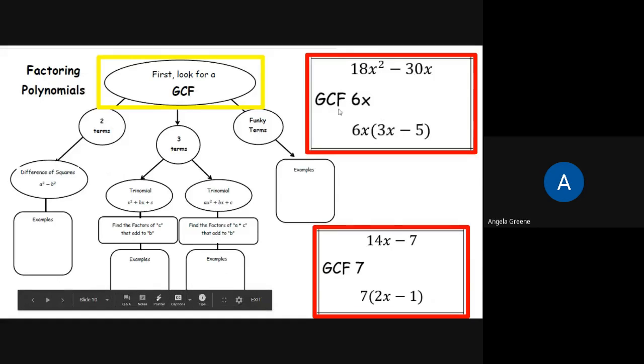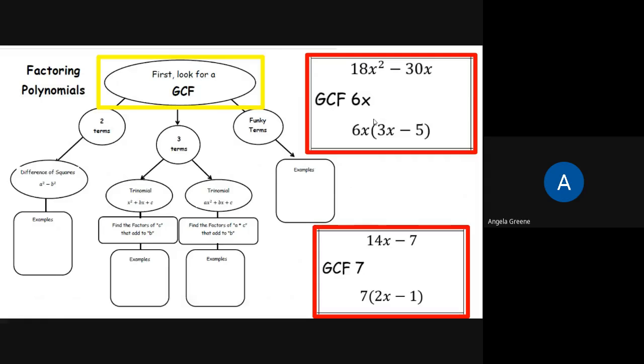When I factor out the GCF of 6x from the 18x squared minus 30x, inside my parentheses I have a 3x minus 5. So we want to make each factor as low as we can go. It's like reducing a fraction. Is it the lowest it can go? So I'll look at what I have left in the parentheses. And now notice how I've got two terms here.